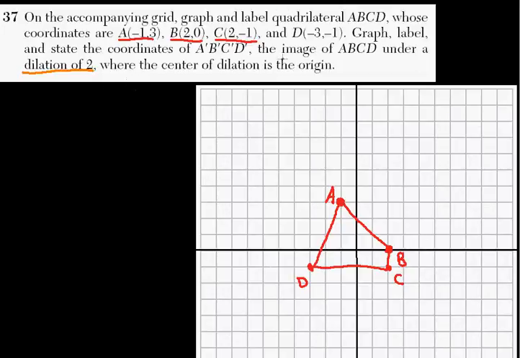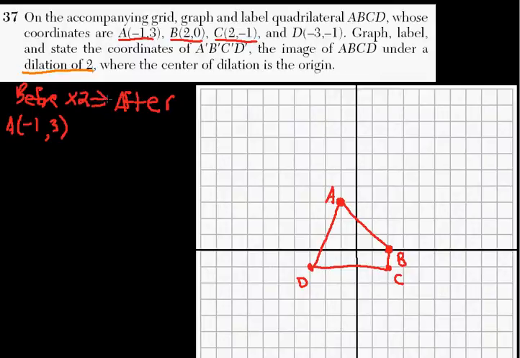Now, this dilation of 2, with the center of dilation being the origin, basically says multiply all these coordinates by 2. So we have point A, which is -1, 3. This is before, and this is after. The image basically means after. So we take before times 2, and we end up with these after points. So that means A prime is going to be -2, 6.